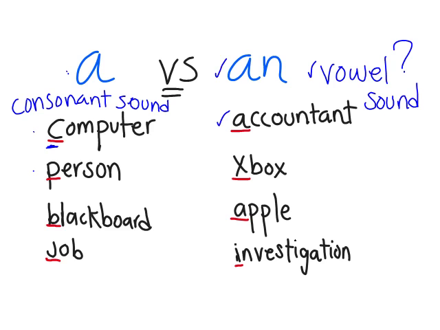Now, let's pay attention to this one. We have a consonant letter. However, the pronunciation starts with a vowel sound, Xbox. That's why we need to use the article an Xbox. And then we have other simple ones such as an apple or an investigation.